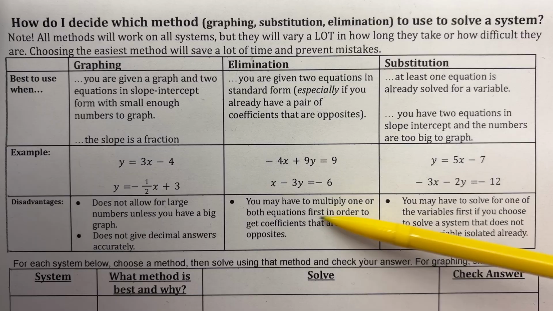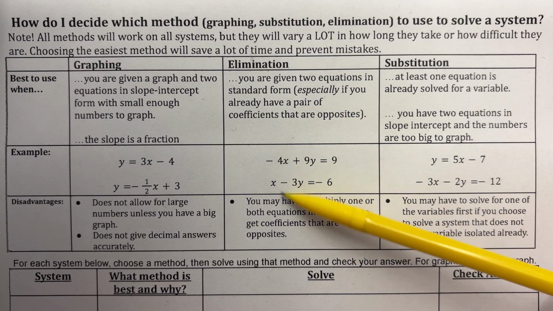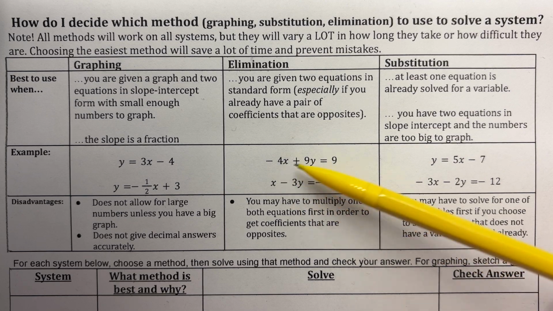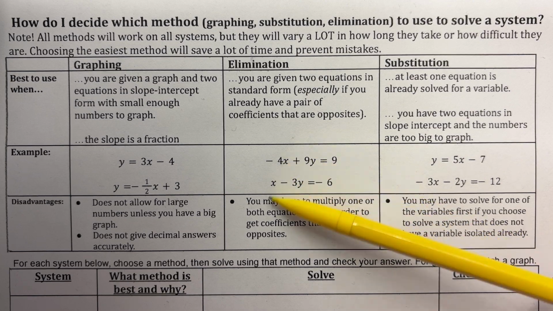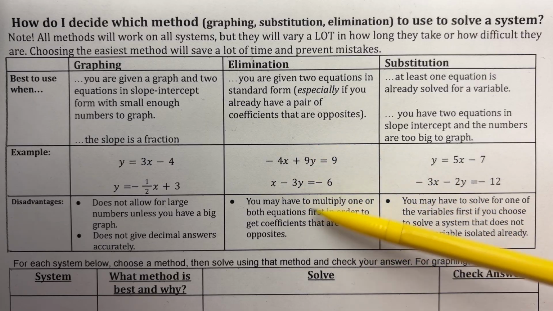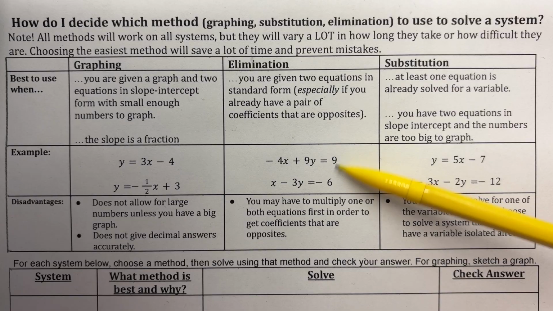Some disadvantages: you might have to multiply one or both of these equations in order to get coefficients that are opposites. For example here, I could multiply this bottom equation by 4 and then these would cancel, or I could multiply it by 3 and then this would be 9 and -9. I might have to do some steps here, but elimination is definitely my best bet if I have 2 equations in standard form.